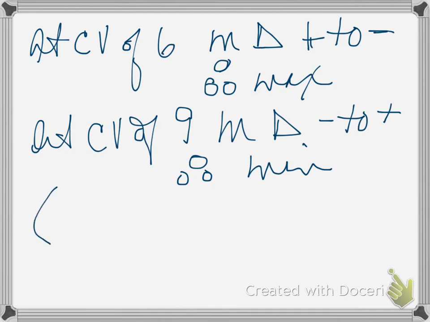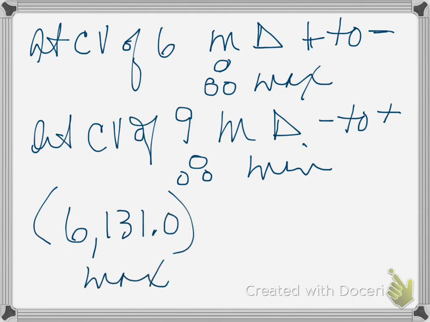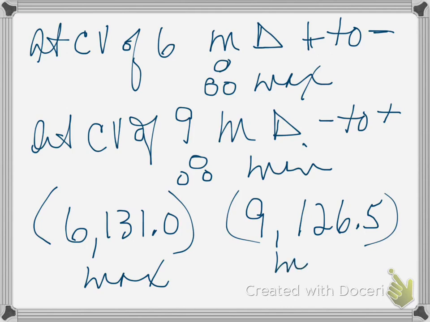Okay, so if they ask you for the critical points, you're going to plug the 6 into the original function, and you will get this for your max, and then you're going to get this for your min.